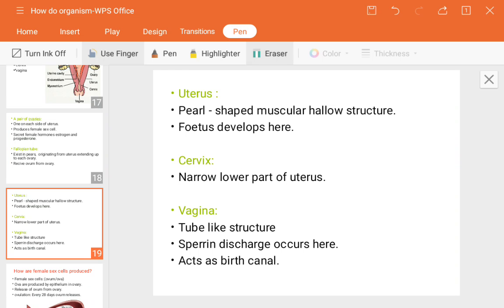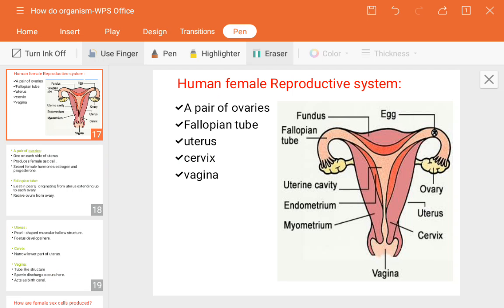The uterus is a pear-shaped muscular hollow structure. The fetus develops here. So what happens here? It is a pear-shaped muscular hollow structure. Why is it muscular? Because it consists of lots of blood vessels.